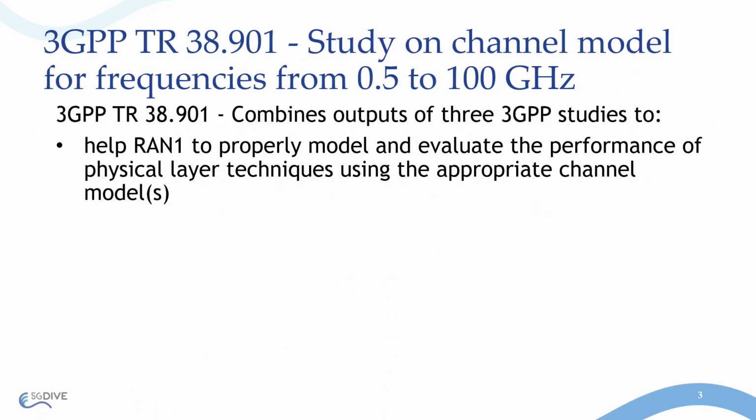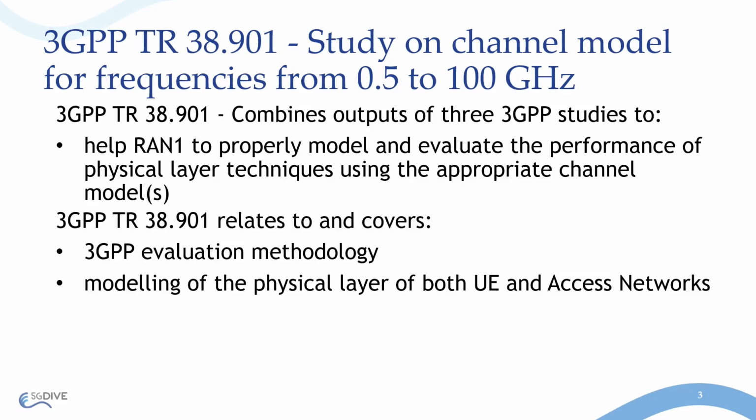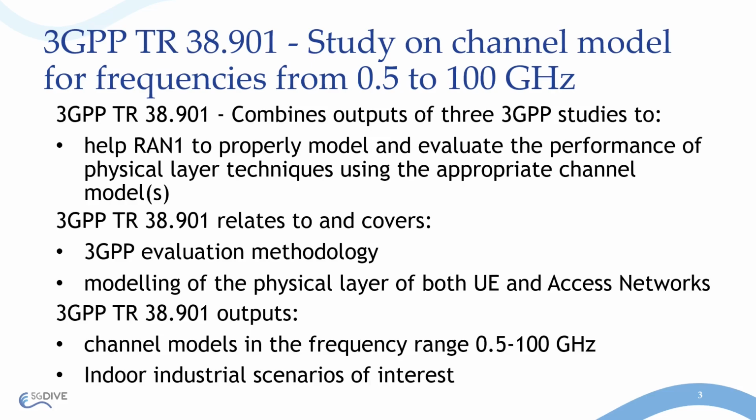3GPP Technical Report 38.901 is a study on channel models for frequencies from 0.5 to 100 GHz. It is a report that combines the outputs of three major 3GPP studies. The goal of the report is to provide the RAN1 working group, which is responsible for specifying the physical layer of radio interfaces for UEs and radio access networks, with mechanisms for performance evaluation of physical layer aspects using proper channel models. The report relates to 3GPP's evaluation methodology and different models for the said physical layer evaluation. Key takeaways from this report are therefore the channel models themselves, but also indoor industrial scenarios of interest.